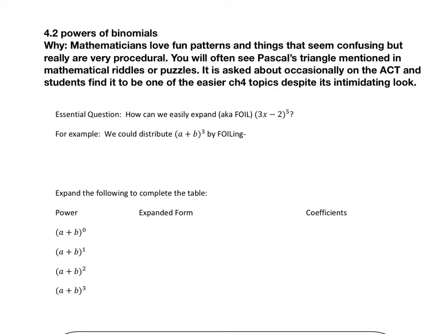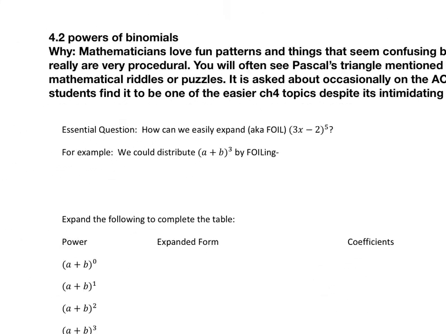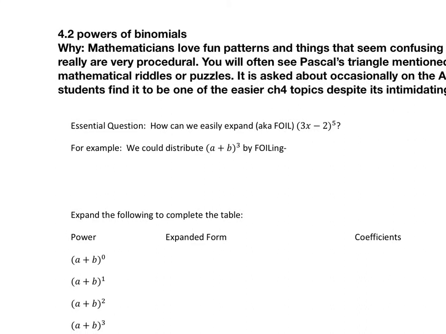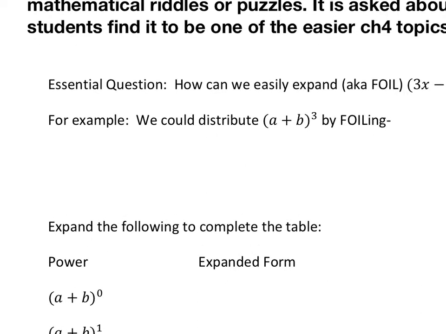And here's what it's all about. Powers of binomials is going to allow us to take down situations such as this: 3x minus 2 to the 5th power. And if you think about doing that by hand, that's quite a long process, because that would be 3x minus 2 multiplied by itself 5 times. I will do a smaller one here that we'll later reference back to, and that's (a plus b) cubed.